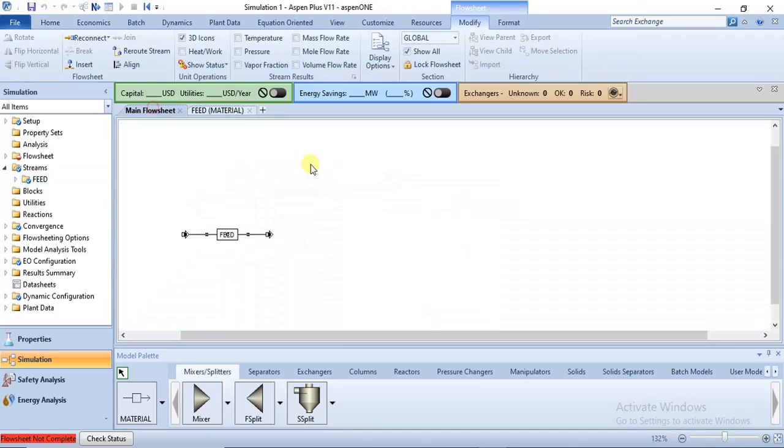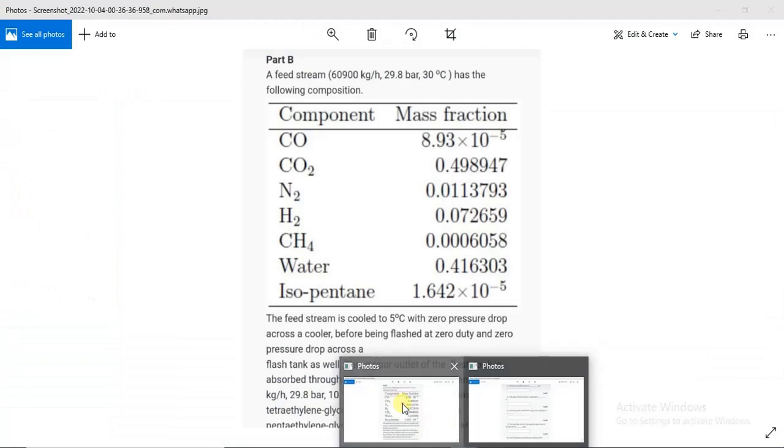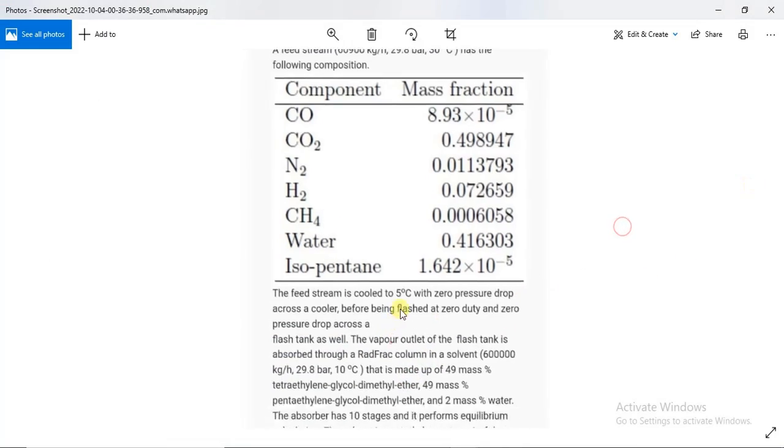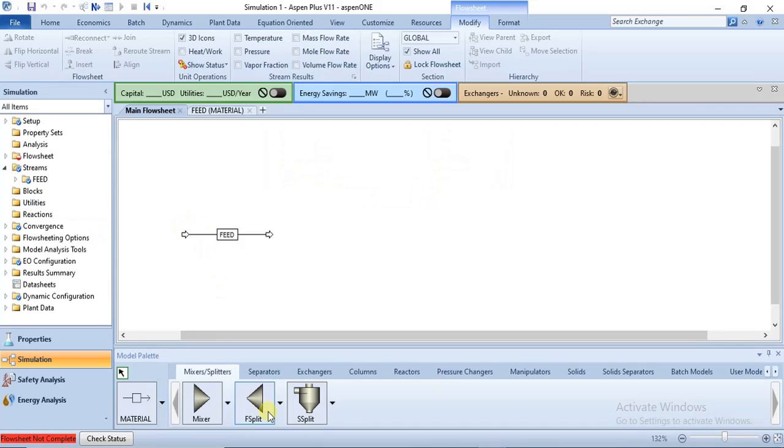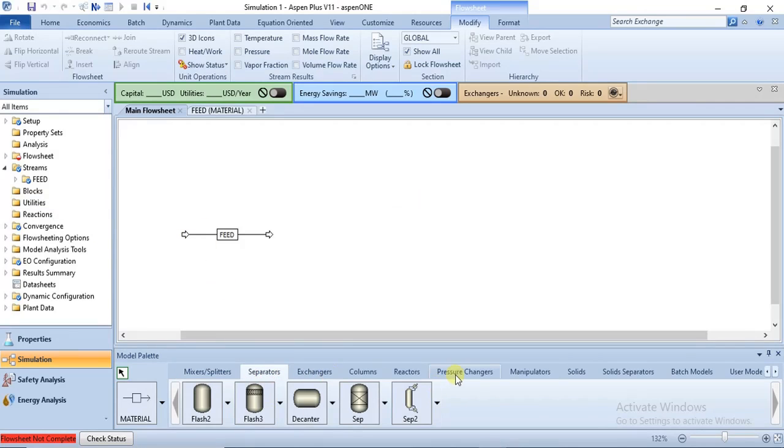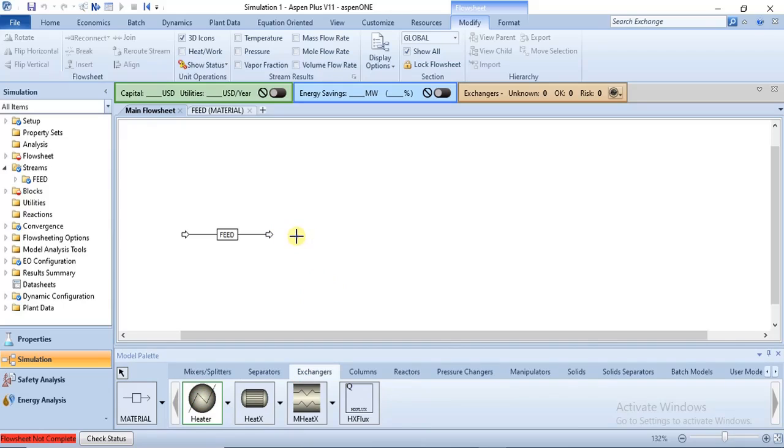So the next thing is to add a unit, and the first unit we'll be adding is the cooler, because the problem statement says the feed stream is cooled to 5 degrees C with 0 pressure drop across a cooler before being flashed at 0 duty and 0 pressure drop across a flash tank as well. So we will add a cooler. For the cooler, we go to exchangers, select this, and place it in the simulation environment.